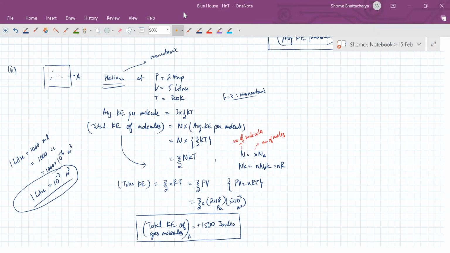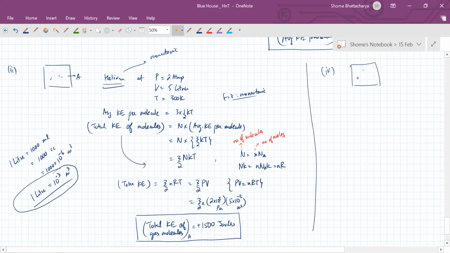Now just use this same method to calculate the fourth part, the total kinetic energy of molecules in the gas sample in chamber B. So in B we had oxygen at a pressure of 1 atmosphere. The volume was 5 liters only. The temperature was 200 Kelvin. So what is the total kinetic energy?